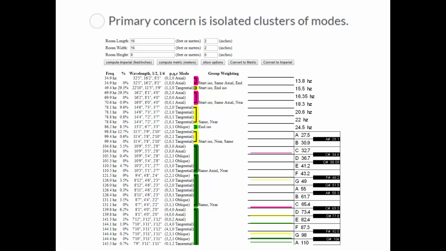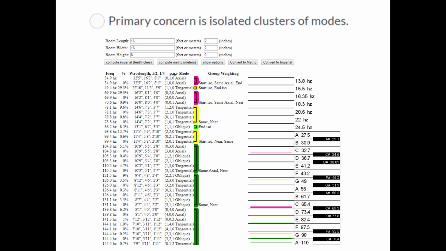This one says the primary concern is isolated clusters of modes. That one is true. Here, using this mode calculator, the reds are the most problematic. You see we have 2 modes that are exactly the same frequency, and they're separated by quite a bit, 15 hertz, which is quite a bit when you're down at 35 hertz. It's half an octave. So you have this cluster of 2 of them right next to each other, and then you have a pretty decent gap. And you have another gap of 20 hertz, and you have 3 of them that are right next to each other. So those isolated clusters, those are most problematic.